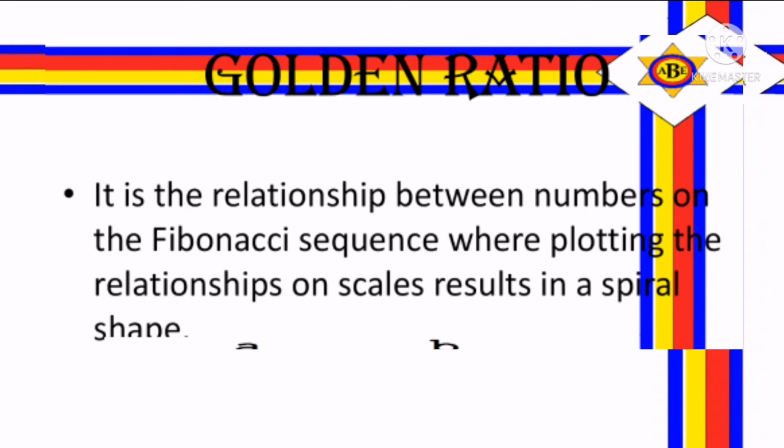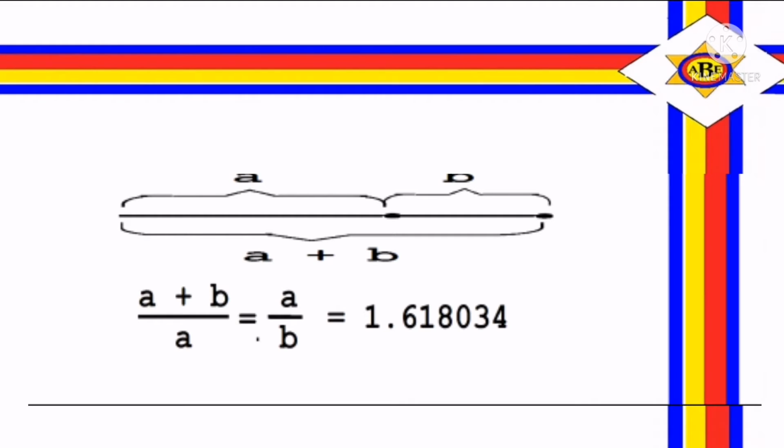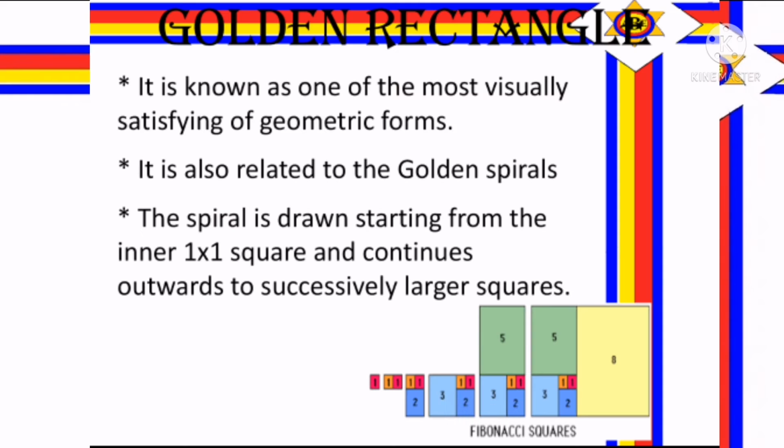And you know guys, there is a formula for the golden ratio, and it was derived from a line segment A and line segment B. The formula for this is A plus B over A equals A over B. Then they got the value for the golden ratio, which is 1.618034. Aside from the golden ratio, they also have golden rectangle.